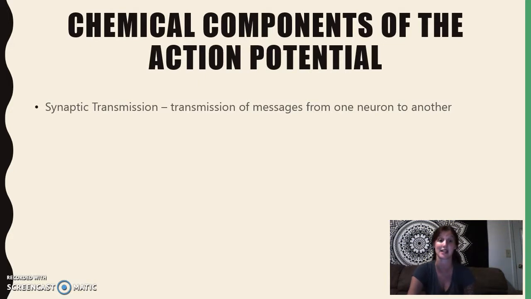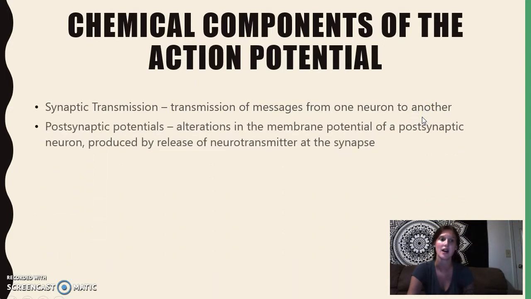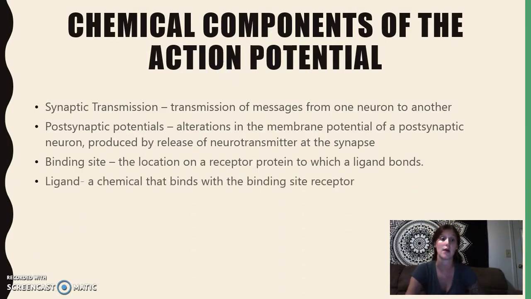Going on, we have the chemical components of the action potential. We have the synaptic transmission, which is the transmission of messages from one neuron to another. Going on, we have the postsynaptic potentials: alterations in the membrane potential of a postsynaptic neuron produced by release of neurotransmitter at the synapse. We have the binding site, which is the location where a receptor protein to which a ligand binds, and a ligand is a chemical that binds to the binding site receptor.